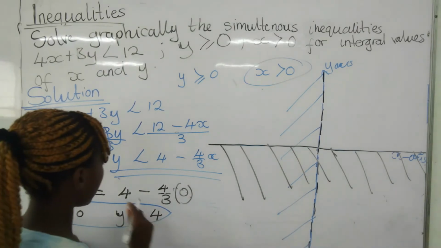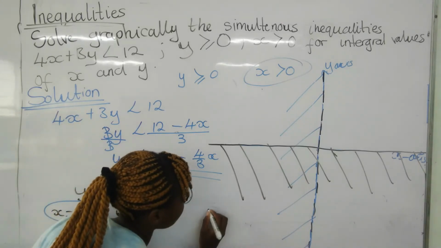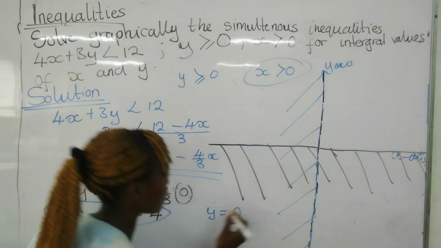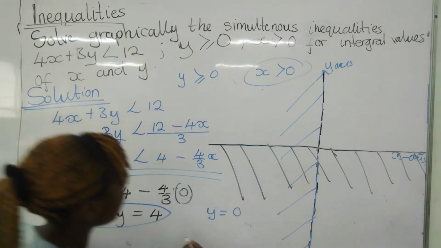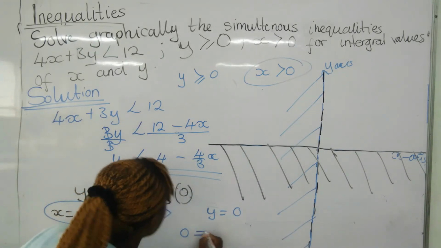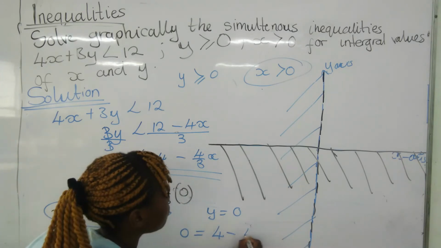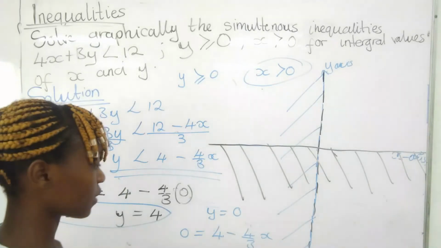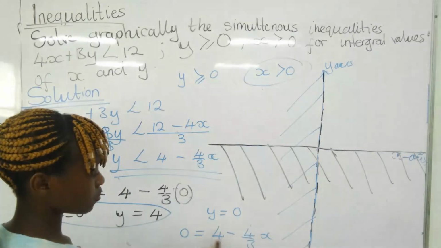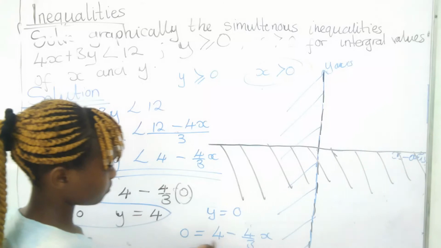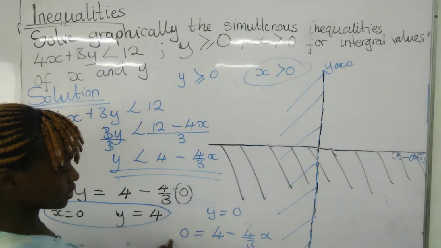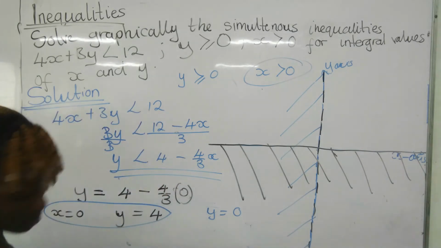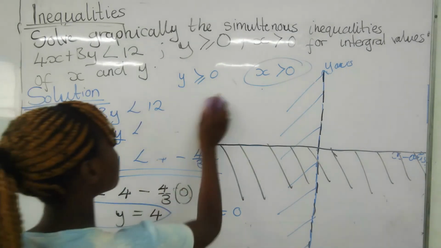And for the second part, I'm going to say if y is equal to 0, what will be our x? So if we simplify here, we say 0 is equal to 4 minus 4 over 3x. Okay, allow me to rub off this.